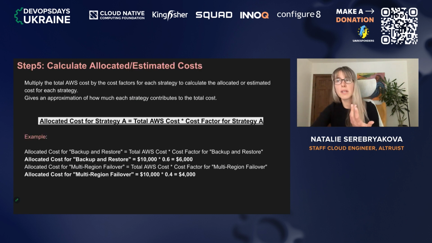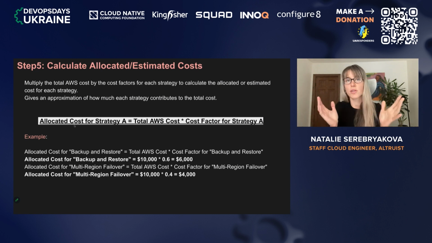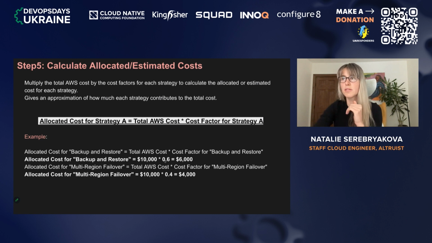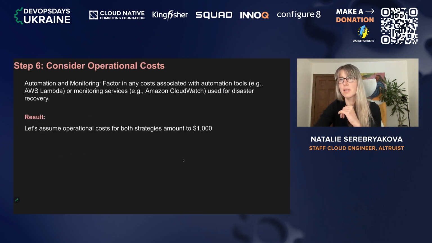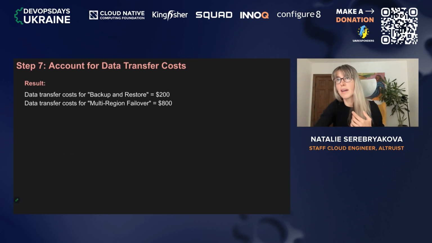And then I simply can calculate and estimate my cost. So basically, for my allocated strategy, let's call it strategy A, my total cost is multiplied by the cost factor I decided, which gives me these numbers. On the bottom of the slide in the example, you can see for the first one, it's around 6K, and for the second one, it's approximately 4K. And then you consider your operation cost. For this example, I said, let it be $1,000. And data transfer cost. So I'm not going to dive into this whole interesting field, but for this example, I picked 200 and 800 just to make my life easier because it's a short talk.